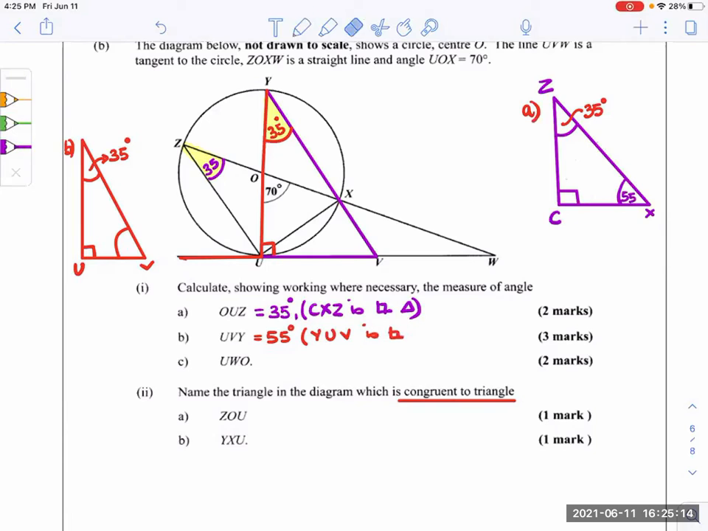All right, we are not finished yet. We're almost there. And then we're going on to the next part of question 9. Let me erase this. Now, we go into UVO.